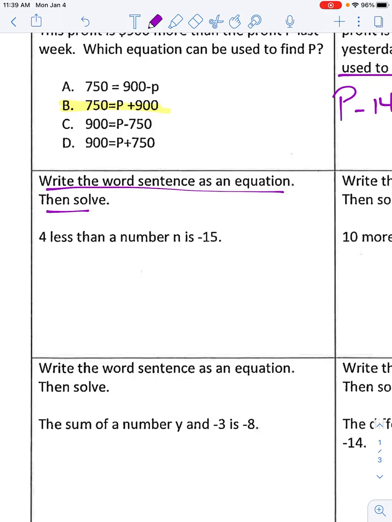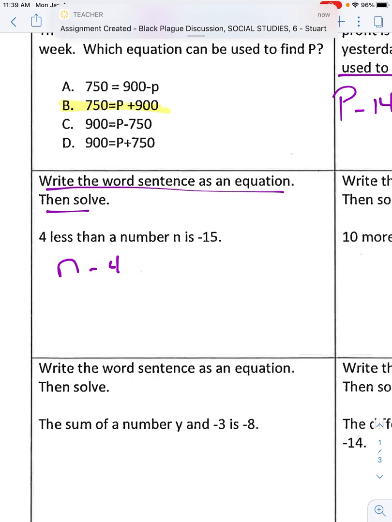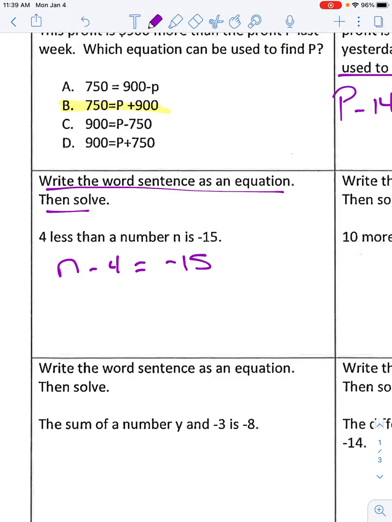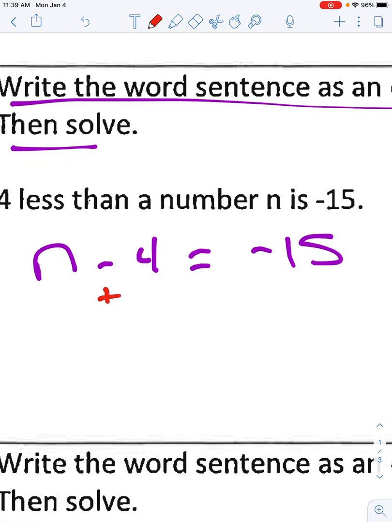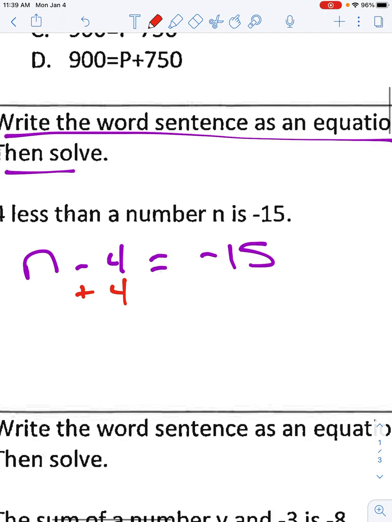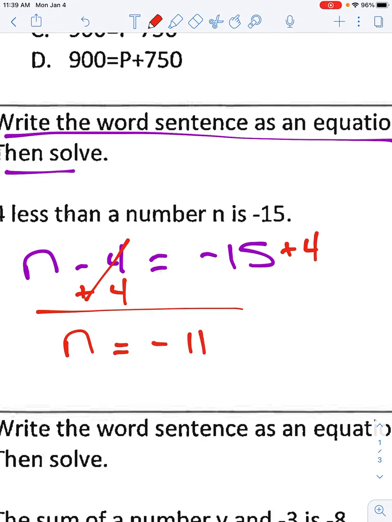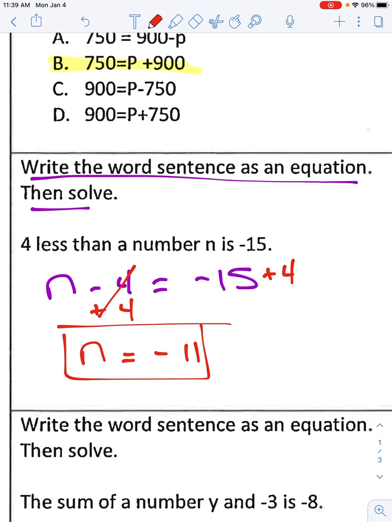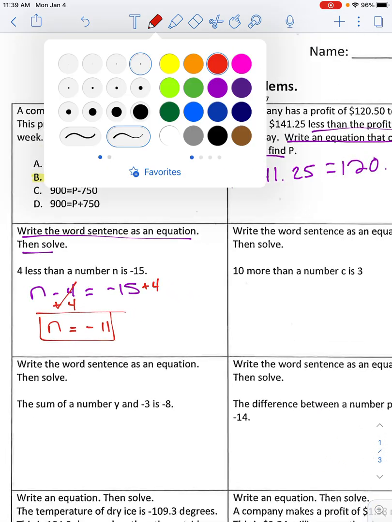4 less than N. I'm not sure what N is, but 4 is less than N, so it has to be N minus 4 and not the other way around, is a negative 15. So this is how you'll set it up. And then solving that one-step equation, it says minus 4. So I'm going to do the inverse and add 4 to both sides, show your cancellation, leaving you with N. And a negative 15 plus 4 would be a negative 11. Different signs, find the difference. There's more negatives.